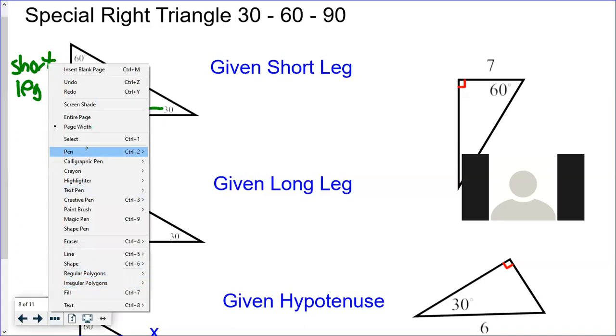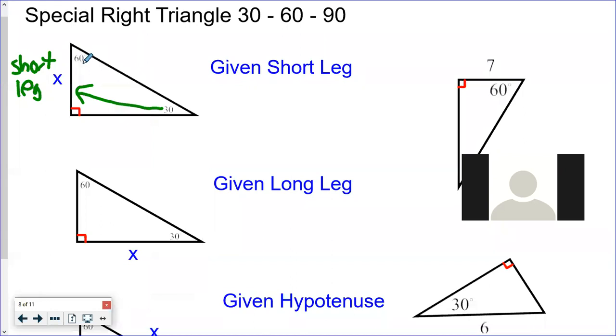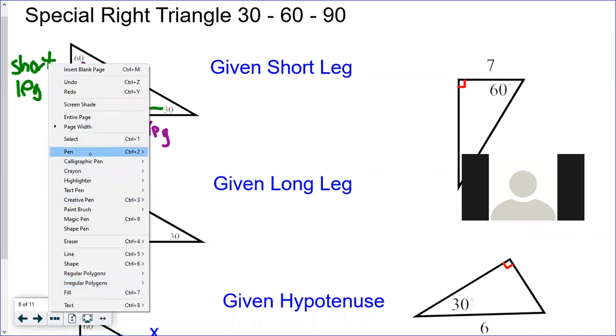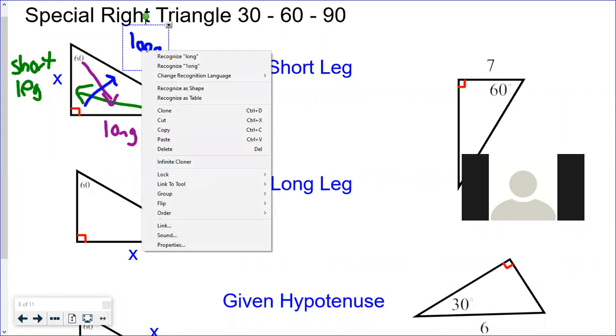Now, the long leg is going to be across from the 60-degree one. So that's the long leg. And of course, our hypotenuse is always the longest side. It's always across from the 90-degree angle. I'm just going to put HYP instead of longest leg.